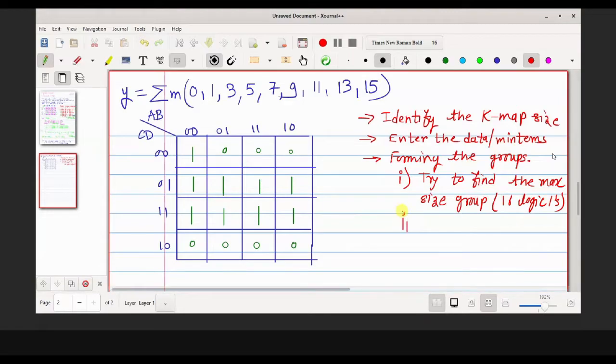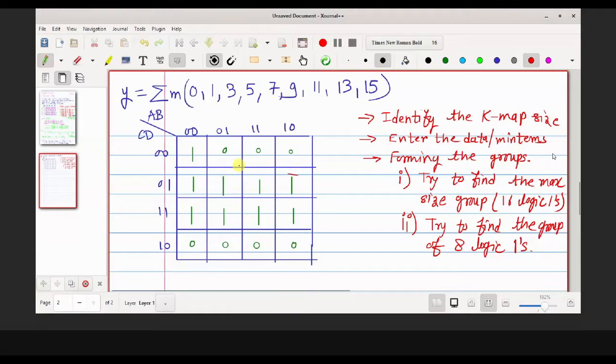So then look at second lowest, okay? Oh sorry, not second lowest, second highest. So try to find the group of, this procedure you have to follow everywhere in all K-maps. Group of 8 logic ones, right? So how many logic ones are there? Total 9 logic ones are there. So 8 is possible. So yes, there is a possibility, right? So this is the group.